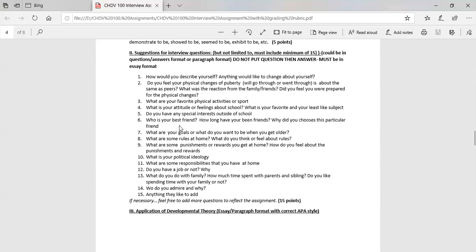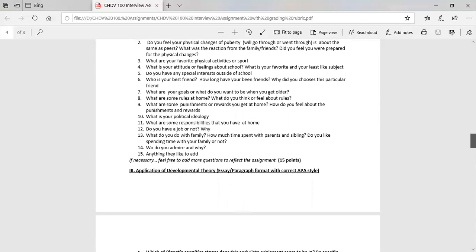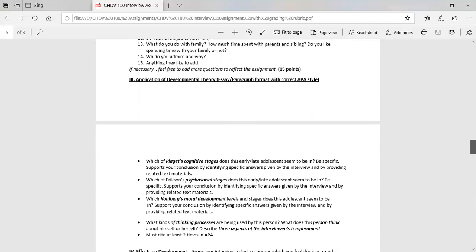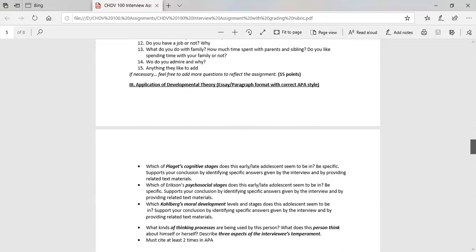I'm going to put, if the subject that I'm interviewing is named David, David said Johnny is his best friend. He said that they've been best friends for 3 years. He said the reason why they are friends is because they have similar interests in sports and TV and video games, whatever he says. So I want specifics. The more specifics you have, the better your score will be. So then you're going to go through all those questions, not question and answer. You're just going to be responding in an essay format.